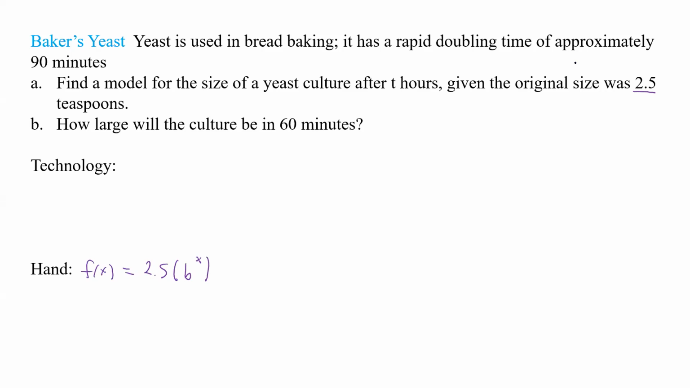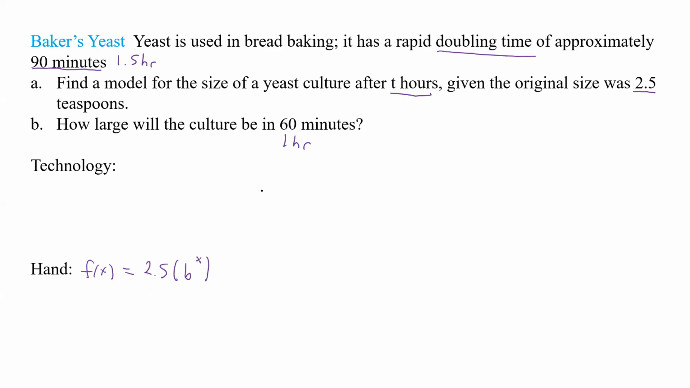But it tells us we're going to double in 90 minutes. Now, we're supposed to be working in t hours. I should probably put a t, but I'm using x, and it's going to be in hours. So what is 90 minutes? That's 1.5 hours. We have to make sure we're all in the same units, and since the question asks how large it will be in 60 minutes, we have to think of that as 1 hour. We can't be switching units around, or we're going to have an issue.